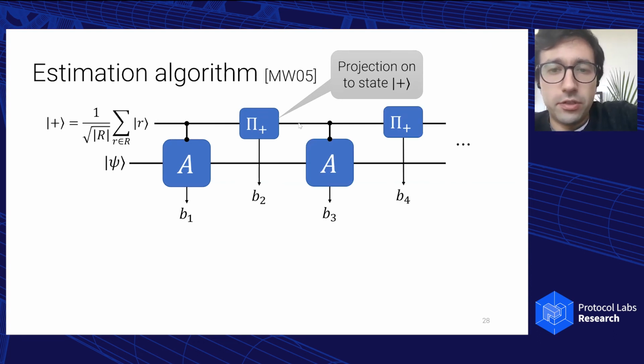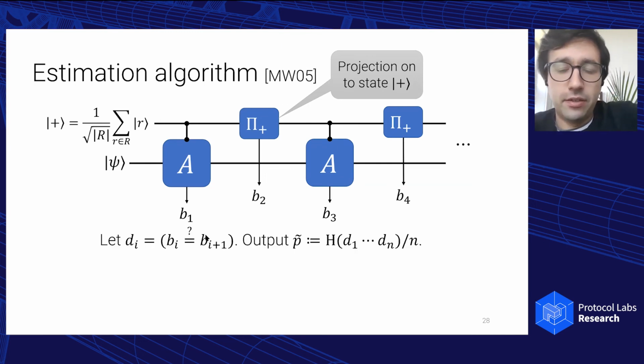Okay, and so you do this, and then you just keep repeating this process over and over again. And the estimate is obtained as follows. I define a bit d_i, which is equal to 1 if b_i is equal to b_{i+1}. So if the two adjacent b_i's are the same, it's 1, otherwise it's equal to 0.